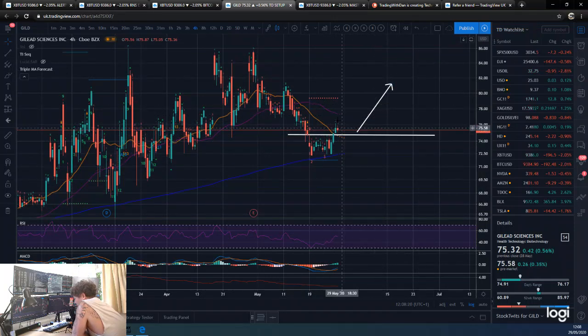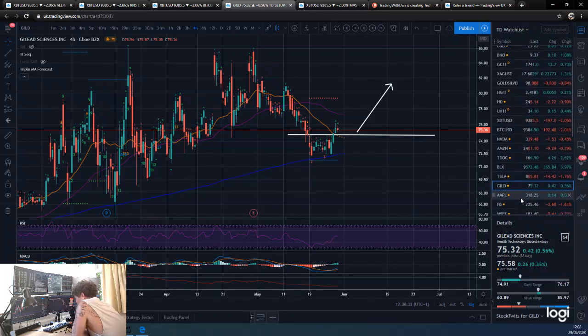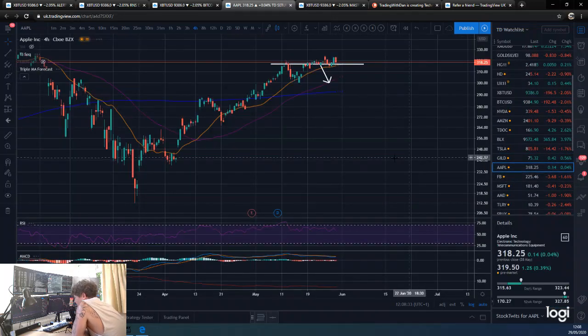This was one of our trade ideas, probably from yesterday or the day before. If we break this line, buy. If we don't break this line, no trade, no drama, no nothing. That's it. That's all we're doing. Right. Apple.